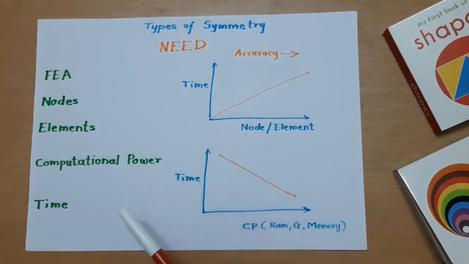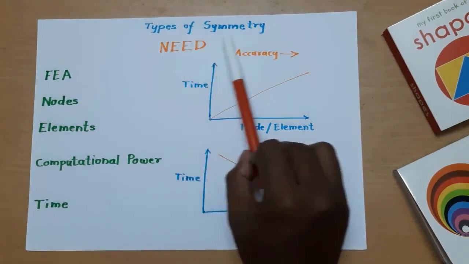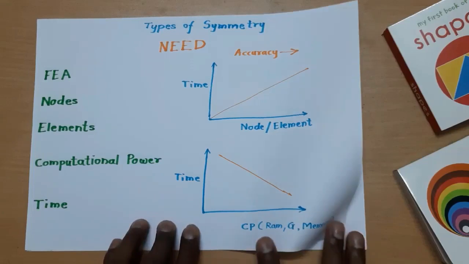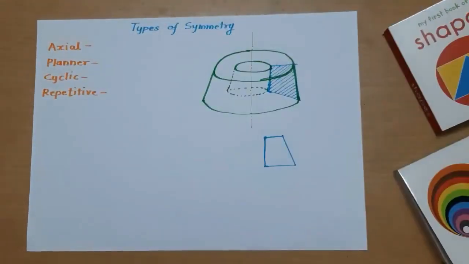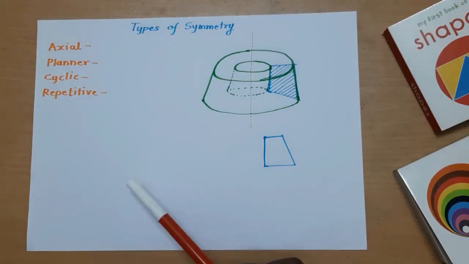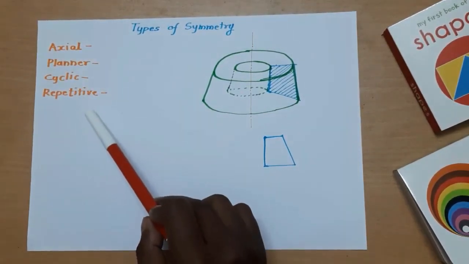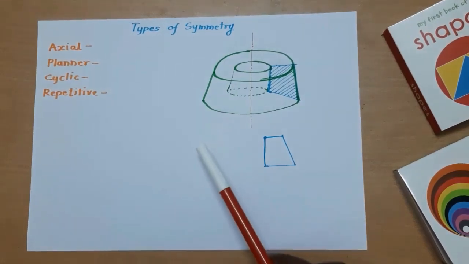So how do we achieve that in some problems? There come the types of symmetry in the picture. Let's understand what symmetry is in FEA. Basically there are four types of symmetry: axial, planar, cyclic and repetitive. The first one is axial.